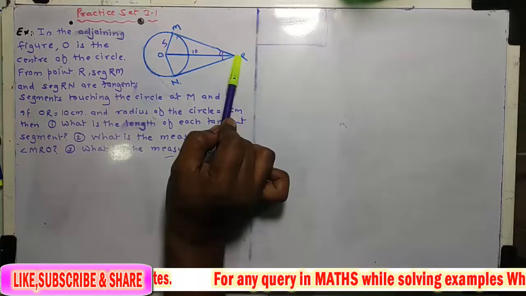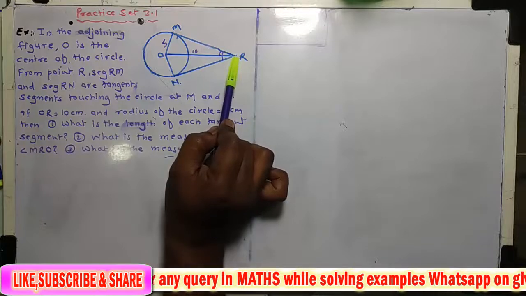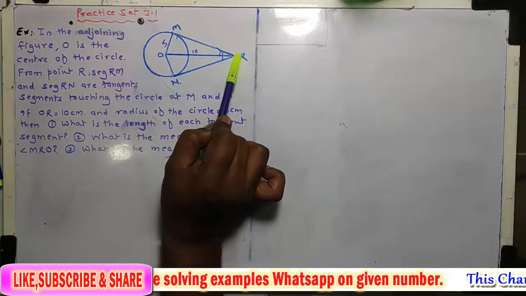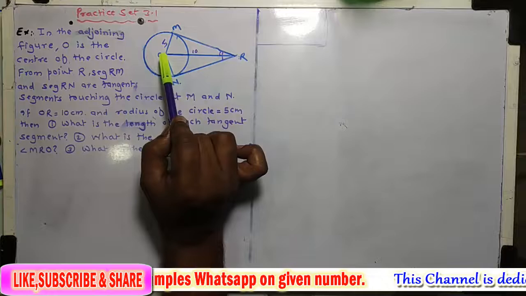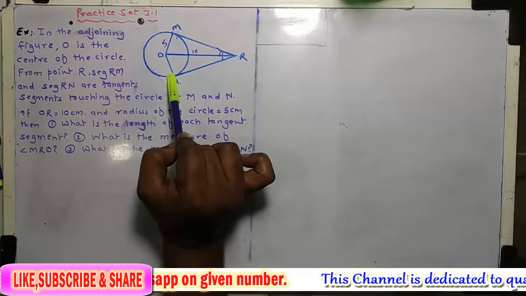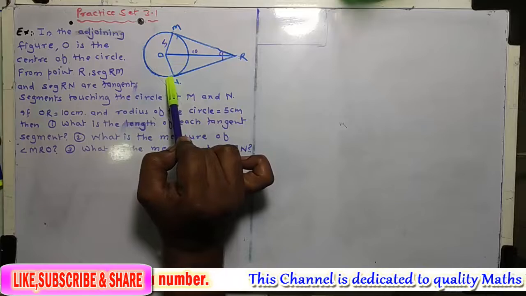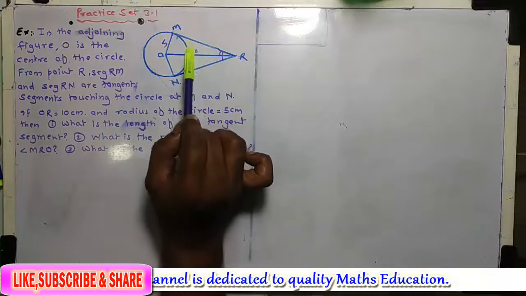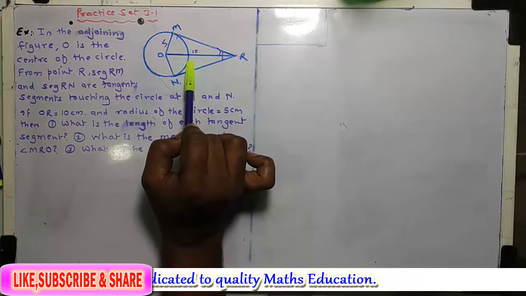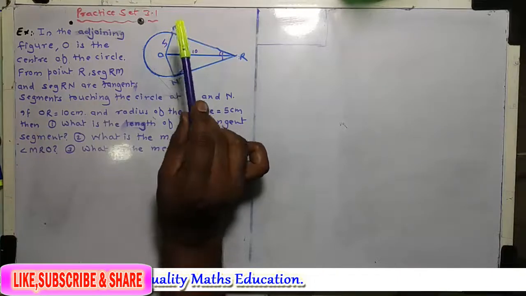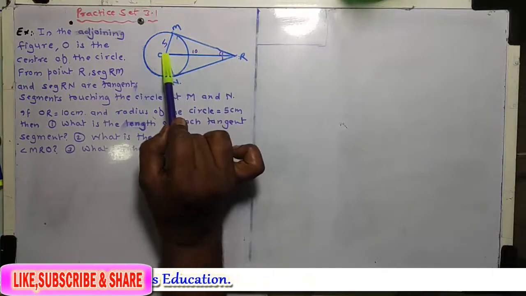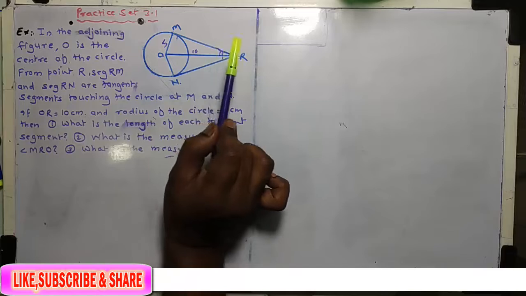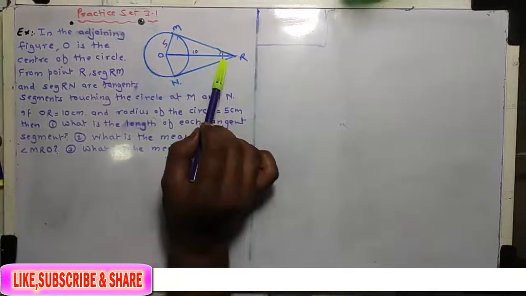In both the triangles, this OR is congruent to OR, common side, and this OM is congruent to ON, radii of the same circle. Therefore those two triangles OMR and ONR are congruent. And when two triangles are congruent, then their corresponding angles are congruent. Therefore angle MRO is congruent to angle ORN. Those two angles are congruent angles.